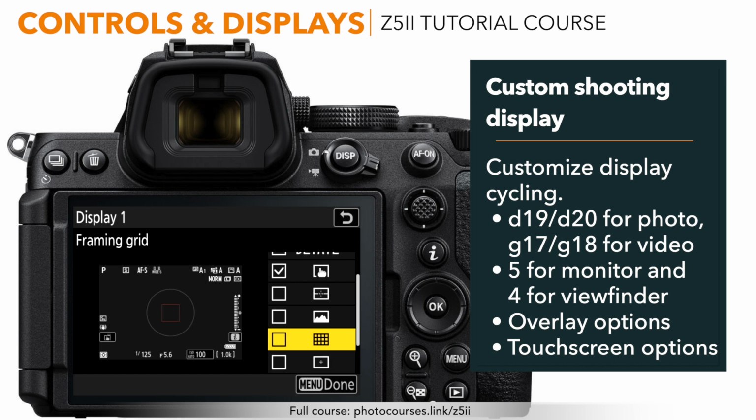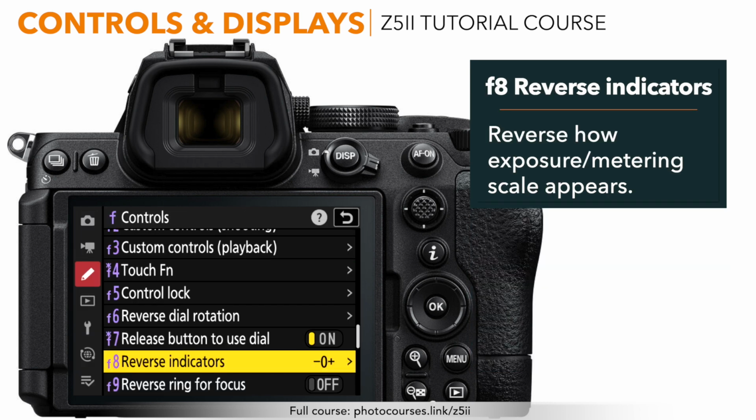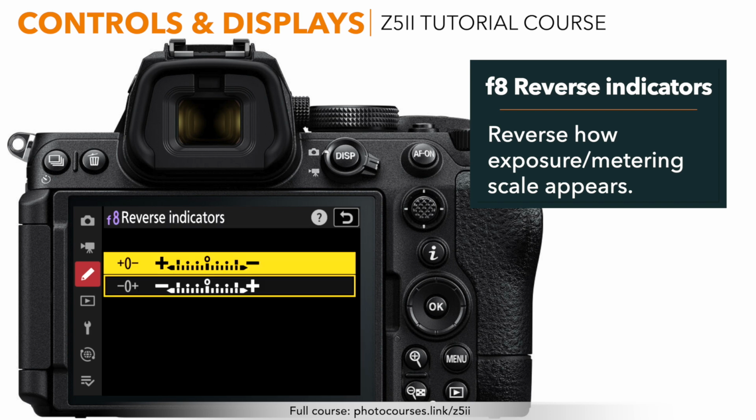Framing grid enables the grid overlay set in D16. Center indicator displays some crosshairs in the center of the screen if you need to reference the exact center. Center weighted area will overlay the size of the center weighted metering area set in the B5 custom settings. This option is not available for the video modes. And finally, F8 reverse indicators. That's going to flip how the exposure metering scale looks in your displays.